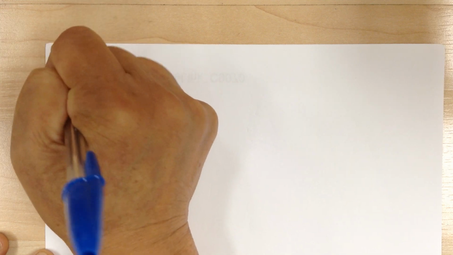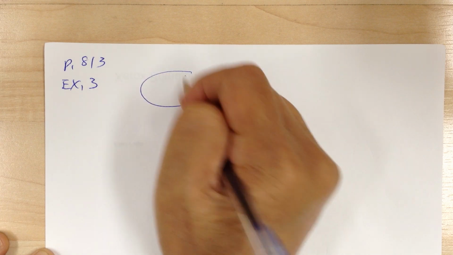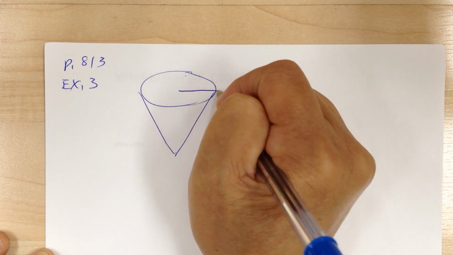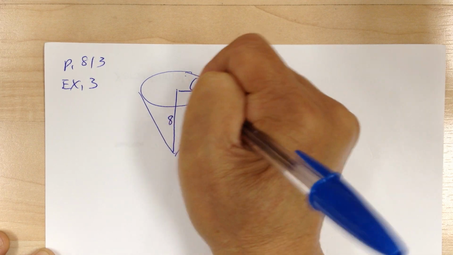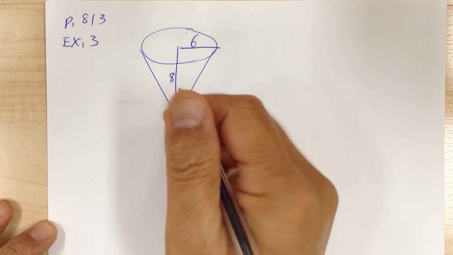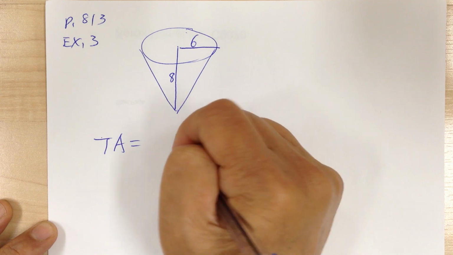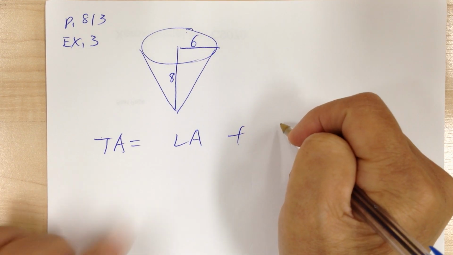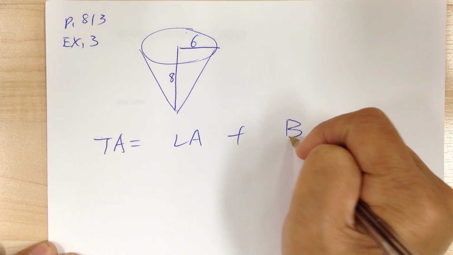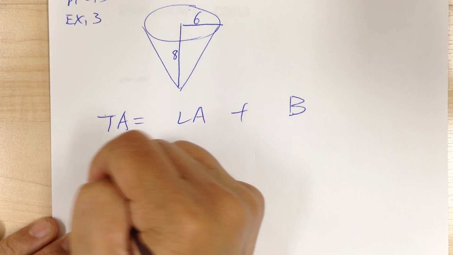Let's go to example 3. What's the surface area of the right cone? Again, surface area, write down your formula. So the total area equals the lateral area, plus, now this is a cone, so it has only one base. Now let's break it down.